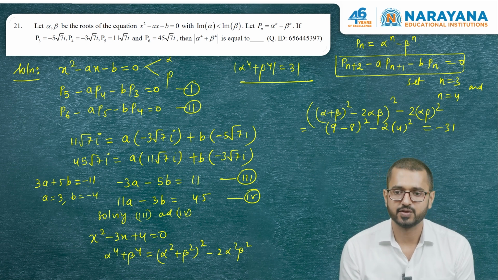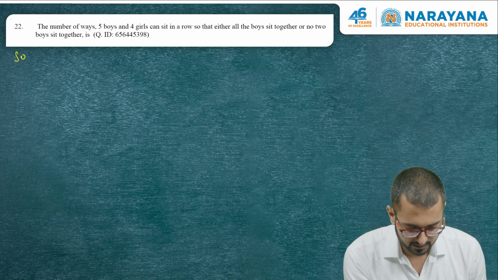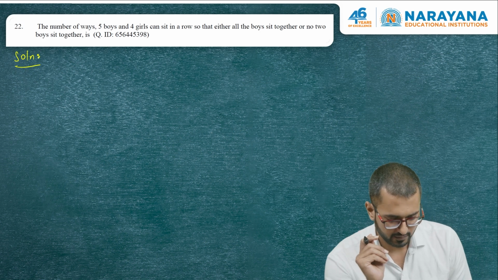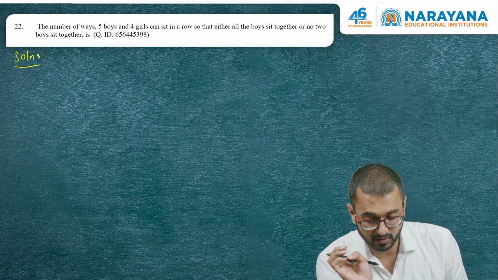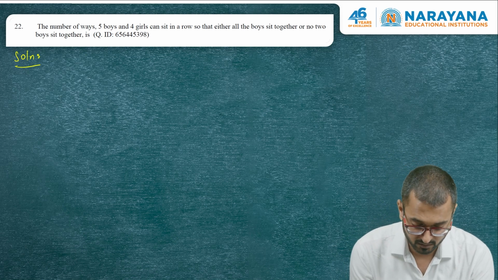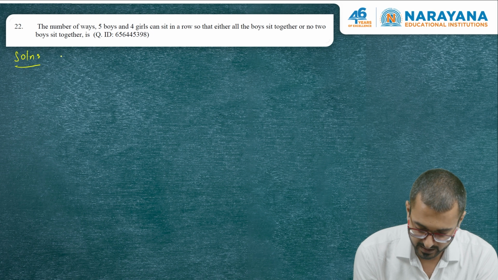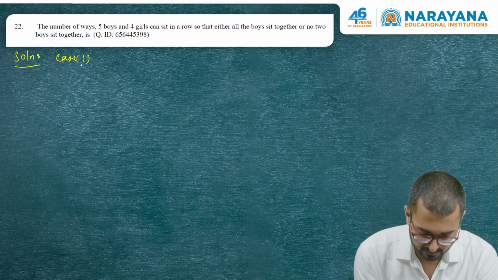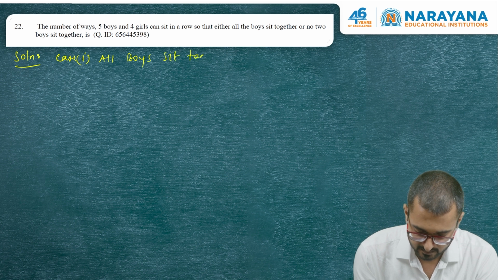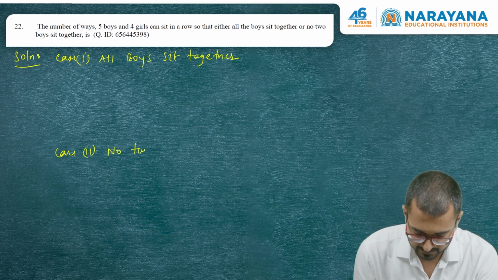Okay, so moving to the next question, number 22. So question number 22 is, we now want the number of ways 5 boys and 4 girls can sit in a row such that either all the boys sit together or no 2 boys sit together. So it's basically 2 cases. Case 1, all boys sit together. And we'll take case 2, no 2 boys sit together.